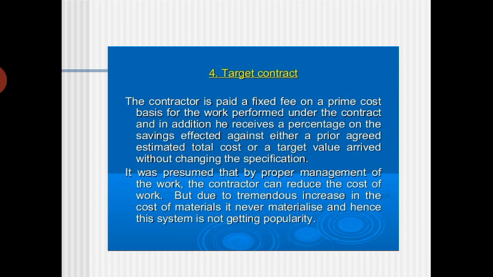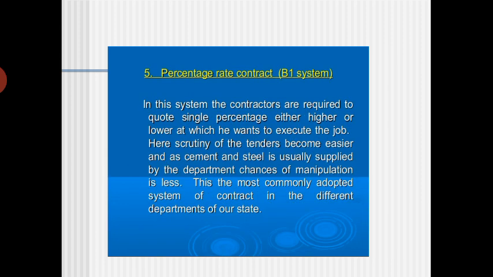Then the targeted contract. You will be given some targets within a stipulated time, and you will be given some fixed fee plus some percentage on the estimated cost. Then you have to complete it within the stipulated time. So here there are two advantages. The work is going to be completed early because you are giving a fixed fee as well as some percentage on the contract.